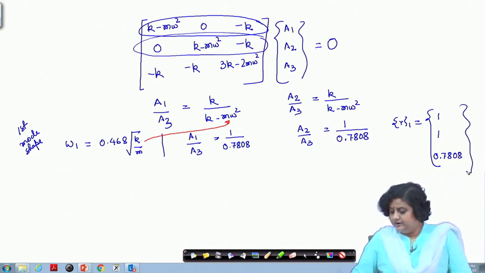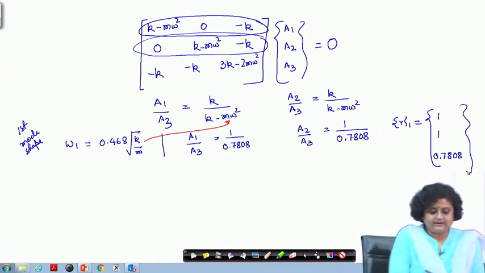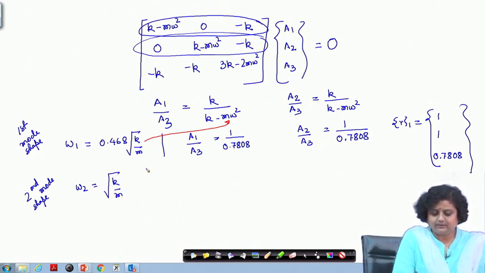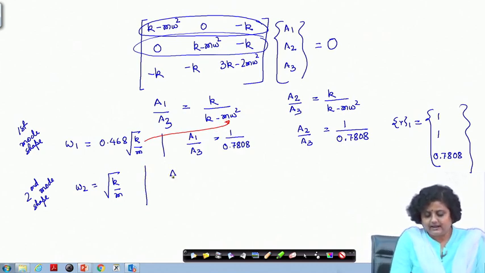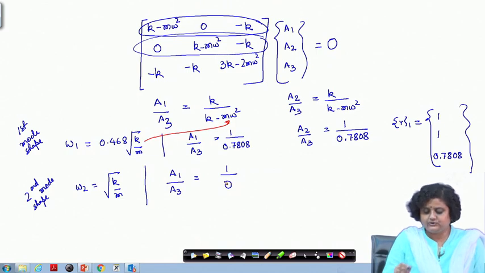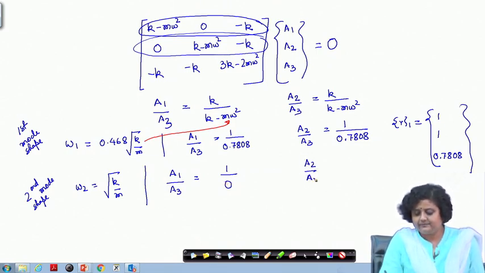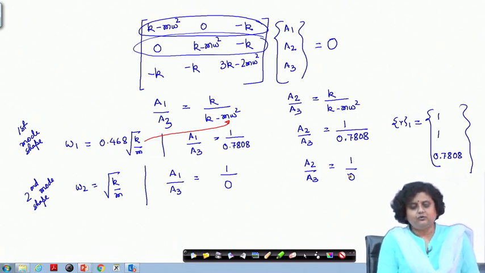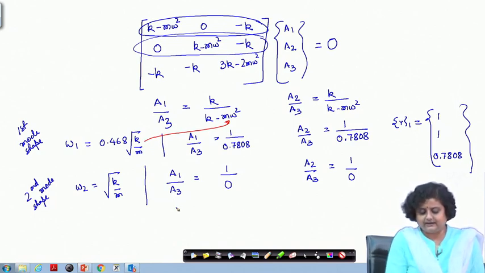Right. So, this could be our first mode shape that we have. Now, in order to find out the second mode shape, we have to do exactly the same thing, but in place of omega, we have to substitute omega 2, which is nothing but root over k by m. So, if we substitute this into this equation, then we get A1 by A3 as 1 by 0, which is undefined, and A2 by A3 is going to be again 1 by 0, which is also undefined. So, we can always assume A1 and A2 to be 1, but we cannot determine the value of A3. So, in order to find out the value of A3, let us try with the second expression.